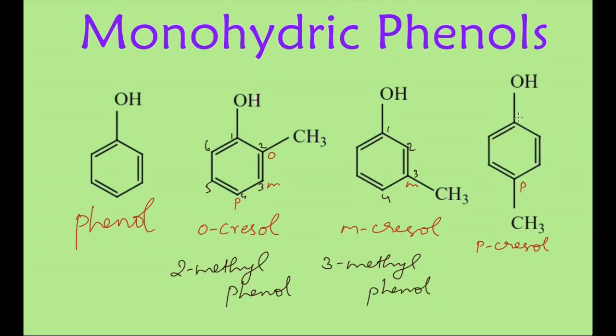And the last one: first carbon, second carbon, third carbon, and this is the fourth carbon. Here, to the fourth carbon a methyl group is attached. So 4-methyl phenol is the IUPAC name for paracresol.